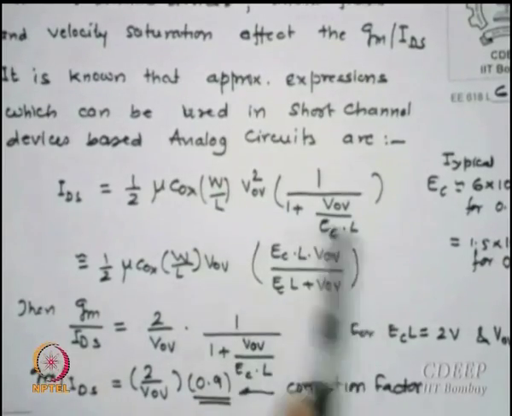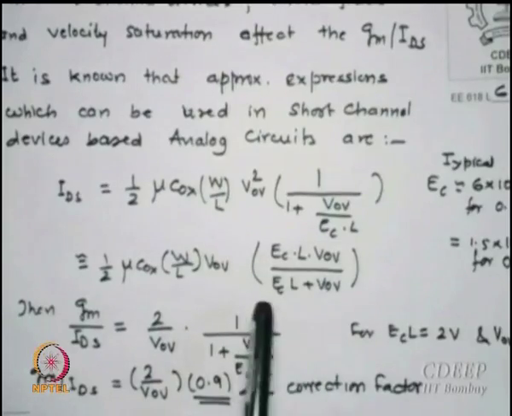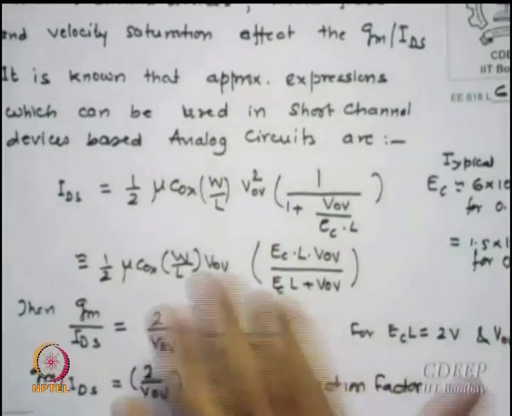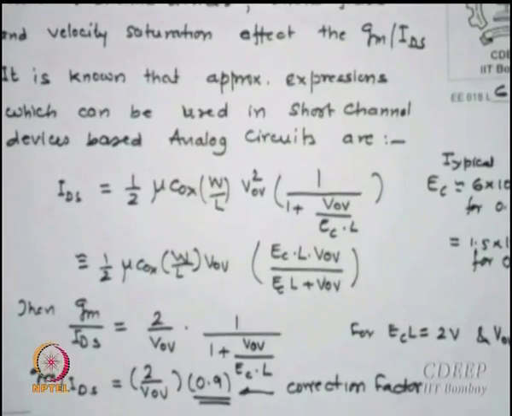If you see this, ECL into VOV, what does that show, which kind of expression is it showing? If I substitute ECL here and I get this expression, what is it showing? A parallel combination of two terms, 1 upon ECL and 1 upon VOV. So now, earlier we only looked at VOV, but in short channel there is an additional term to be taken care of, which is EC into L. Now this additional term will modify the result. Typically if ECL is 2 volt, for a VOV of 200 millivolt, the GM by IDS becomes 0.9 of the 2 by VOV term.